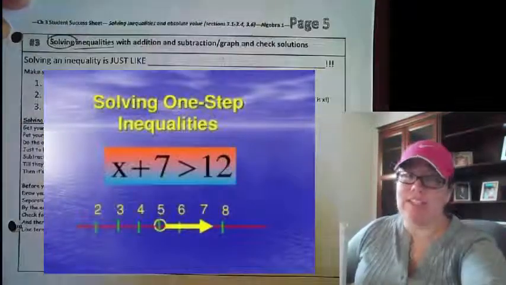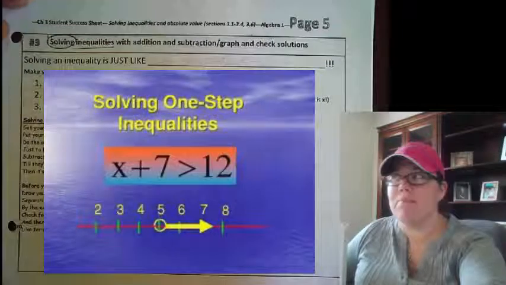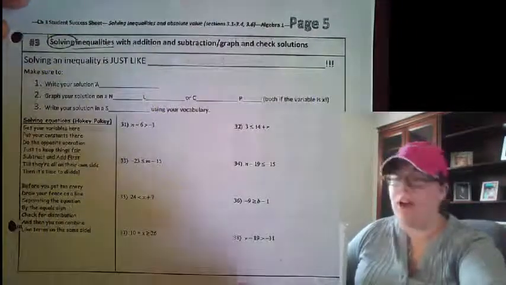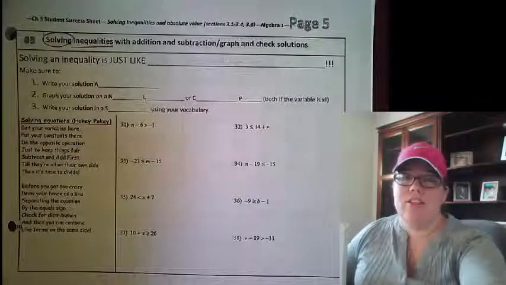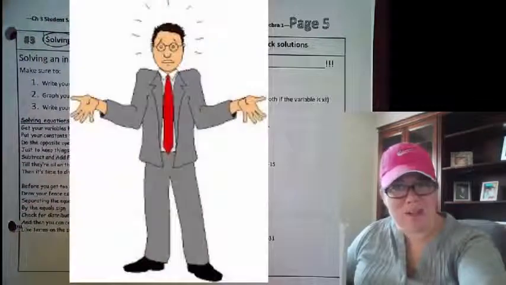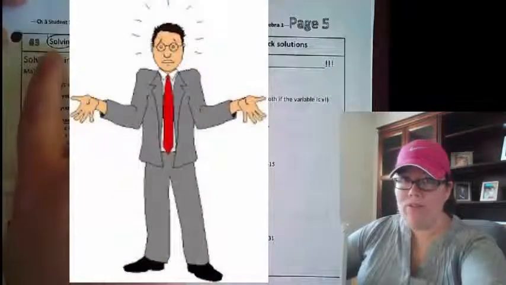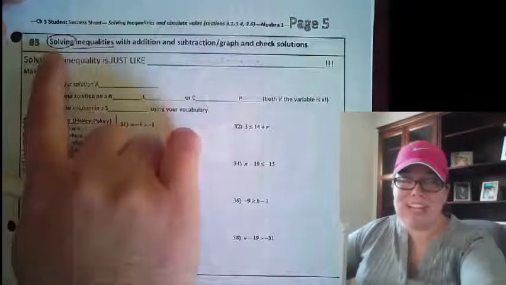So far, you've looked at what an inequality is, what it means, how to put it on a graph or on a number line or on a coordinate grid and shade in the solutions. But what happens if you don't have the solutions first? What happens if you need to solve it first? That's what we're taking a look at today.